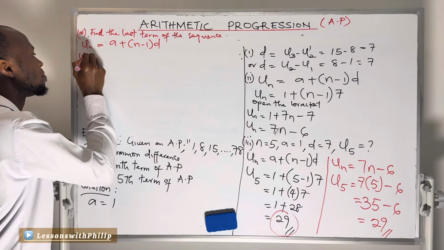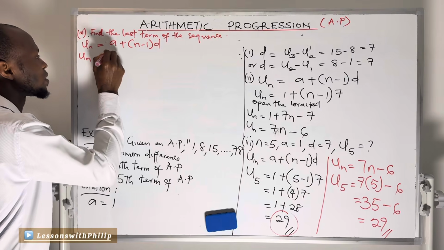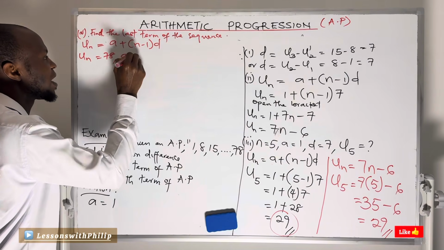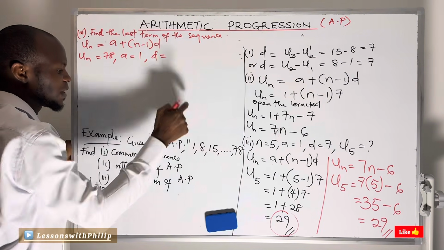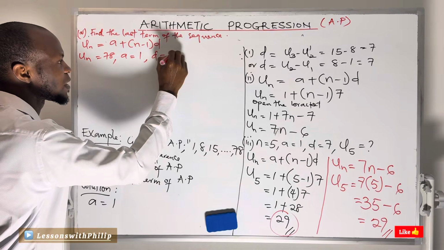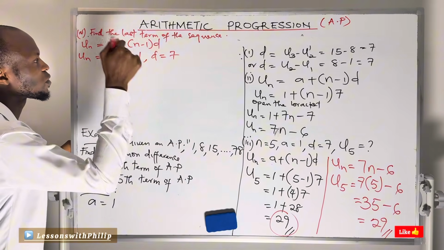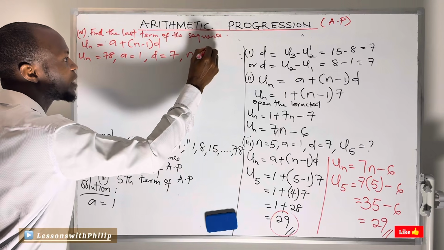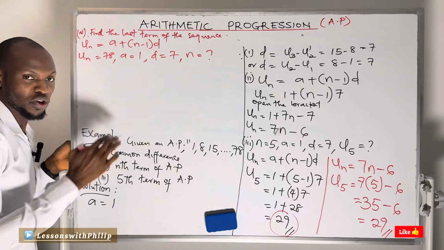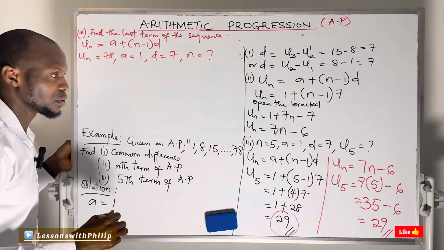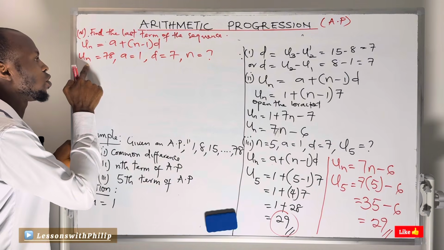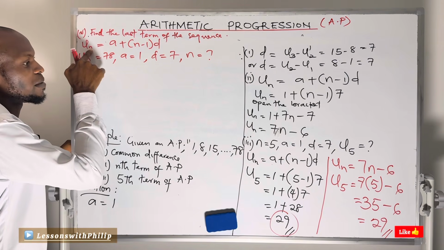My nth term, which is my last term, is 78. My a is 1. And my common difference in this sequence is 7, which we have calculated. So you just substitute these values in this, and my n is unknown. The number of the terms is unknown.